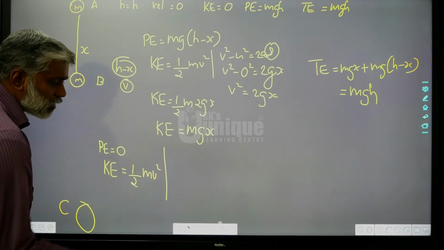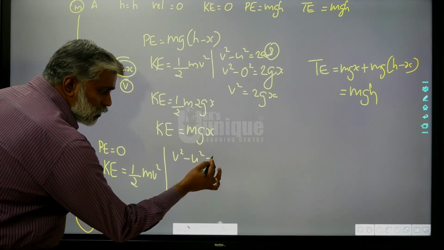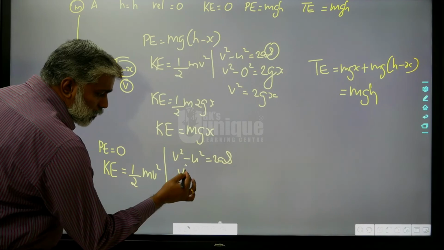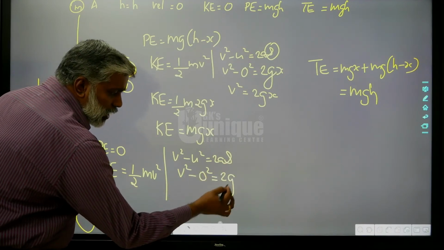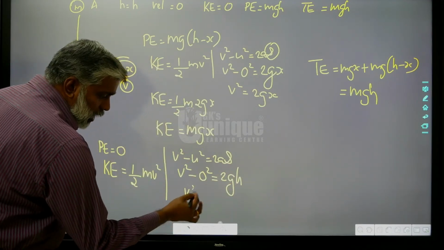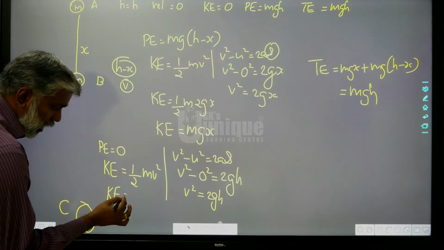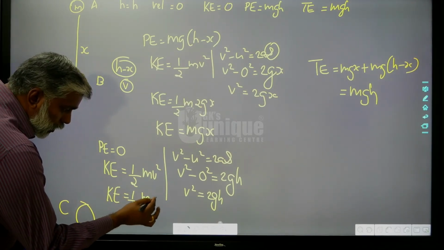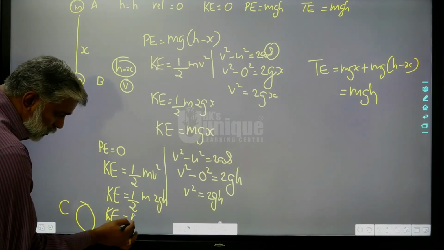Again in a similar way you can calculate v square. v square minus u square equal to 2as. v square minus, what is the initial velocity? 0. So 0 square equal to 2ag. How much distance it covered? Total h. So v square equal to 2gh. Substitute here. Kinetic energy is equal to half m into 2gh. So kinetic energy is equal to mgh.